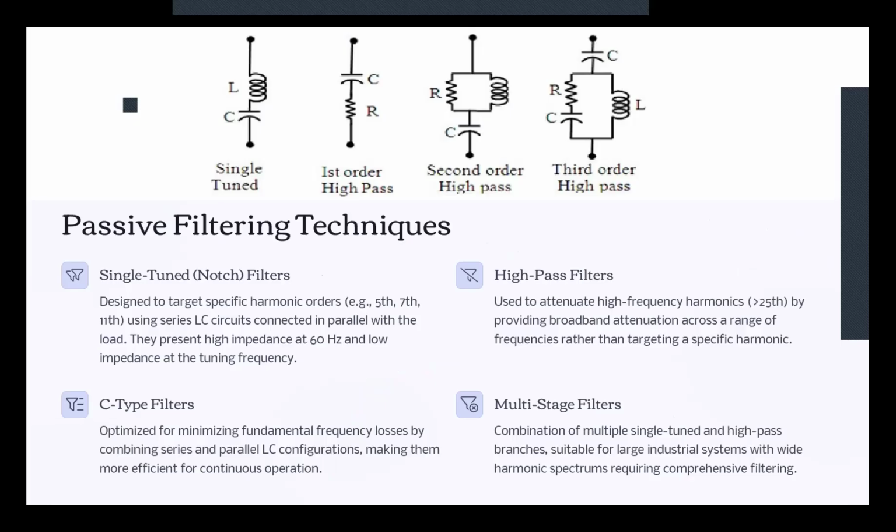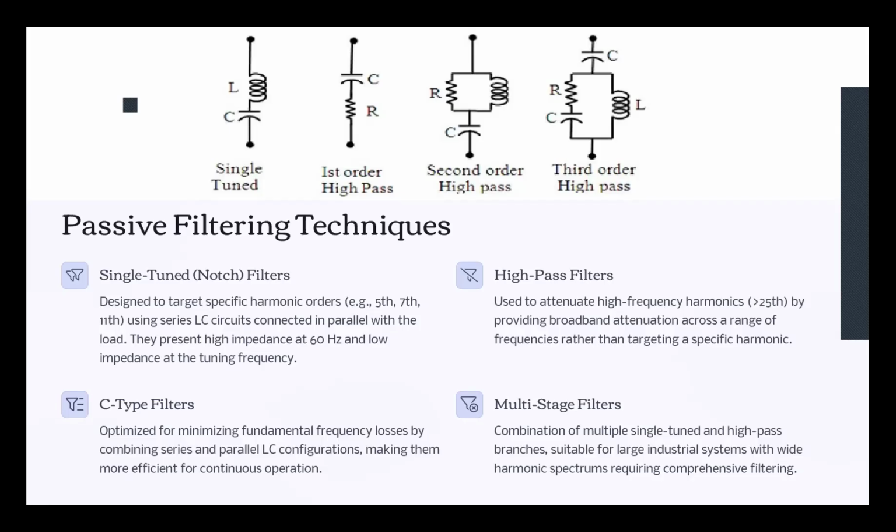Now let's go a little bit deeper into the passive filter techniques. Passive filters are, as we said, made from simple electrical components, or LC, resistor, inductor, and capacitor, and they are designed to block some specific harmonic frequency. Those filters don't need power electronics and work by creating paths that divert or reduce the harmonics at targeted frequencies.